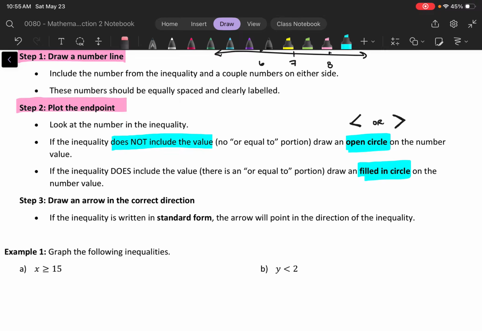The other type of endpoint is a closed circle or a filled in circle. We use this type of endpoint when the inequality does include the value. So pretty much if there is an "or equal to" portion in my inequality, if I have a less than or equal to, or greater than or equal to, we will have a filled in circle. And truly we just mean an open circle or a closed circle. That circle is not big, it's pretty much the size of the point. You just need to make sure that that circle is obviously opened or obviously closed.